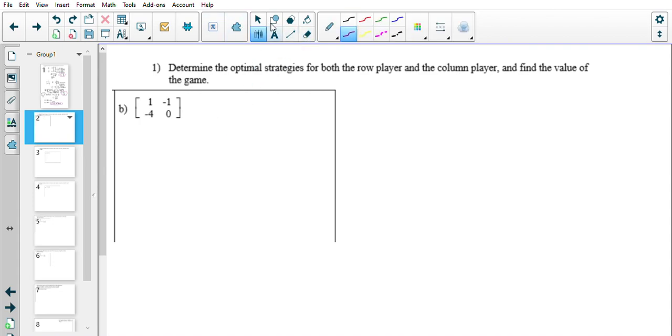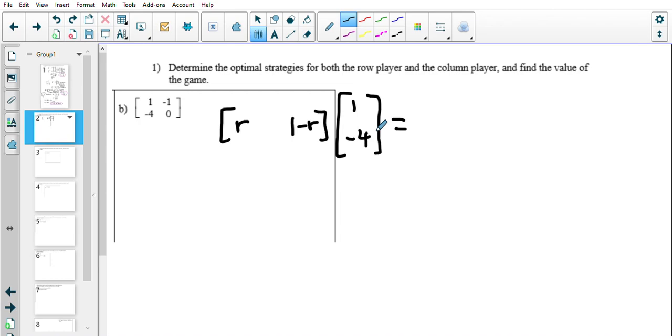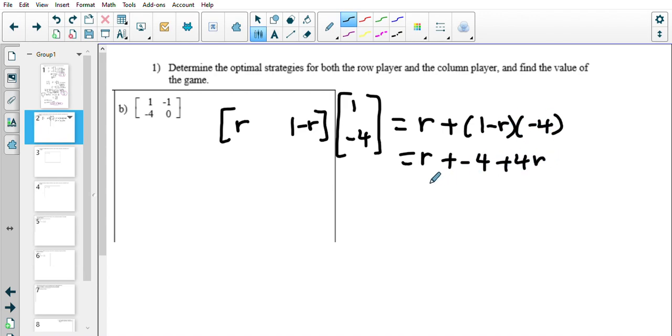So again, the row player is going to play some arbitrary strategy R and 1 minus R, and they're going to play that against both columns and see what happens. If they play that against the first column, they get R times 1 is R, plus 1 minus R times -4. That gives us R plus -4 plus 4R. So we have 5R minus 4.